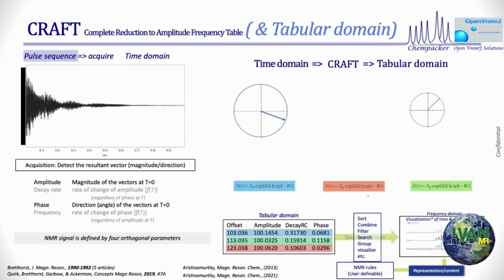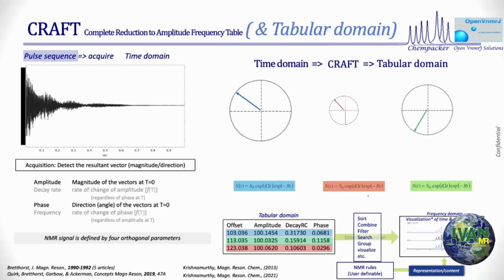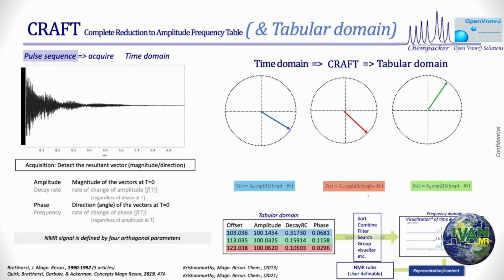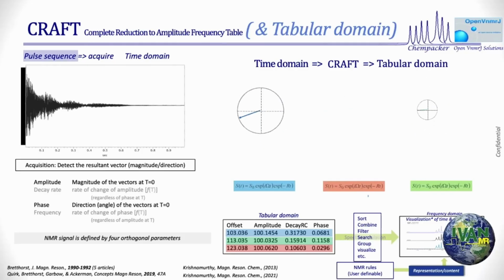representations. Frequency domain, frequency along one axis and height along another axis, is not the only representation of NMR. We don't have to live with that. You can sort, combine, filter, search, group, whatever you want to do with the table.